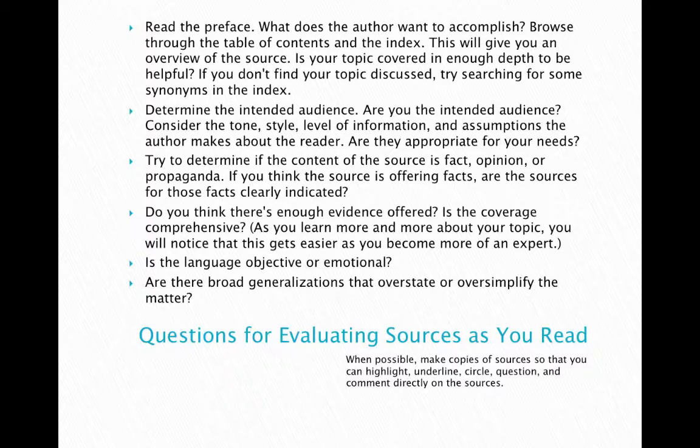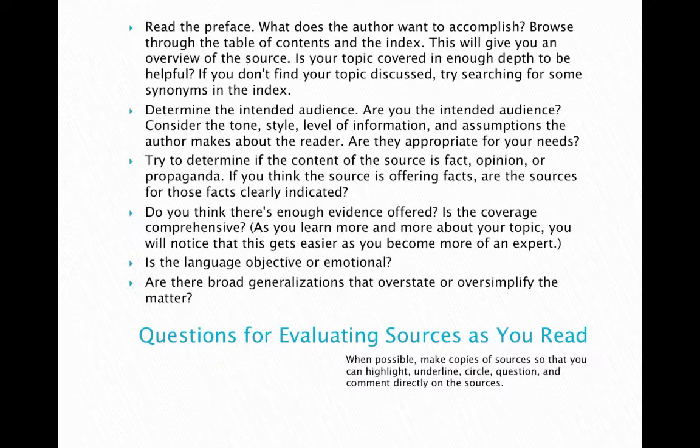You should browse the table of contents and the index to get an overview of the source. This is especially useful if you are looking for specific information within that source. If you have a book, you don't have time to read an entire book unless it really interests you and you make time for it. But sometimes only a single chapter is relevant to what we want to talk about. So look at the table of contents, look in the index. If your topic's not really covered in depth, then you can move on to another source.